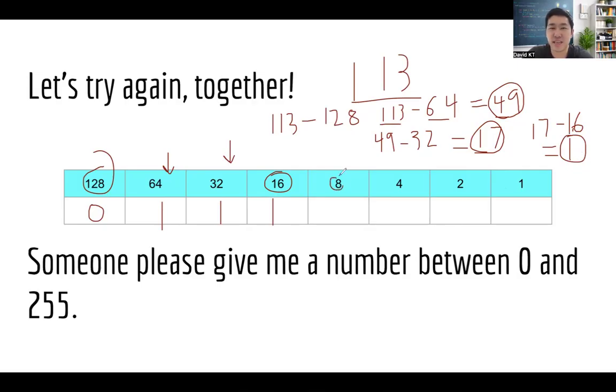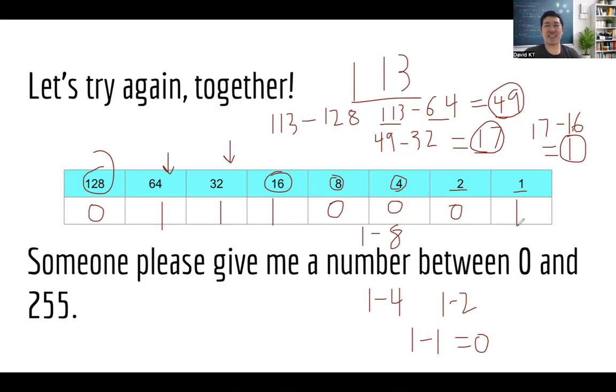So we take this 1 and we look at this 8. 1 minus 8. Can we do that? No, we can't. It becomes negative, so 0. After that is 4. 1 minus 4 gives you something negative, so we can't do that one. How about 2? 1 minus 2, that's also negative, so we put a 0 here. Finally, we have a 1. 1 minus 1, that works. Gives you 0. So 113 in binary is 0, 1, 1, 1, 0, 0, 0, 1.